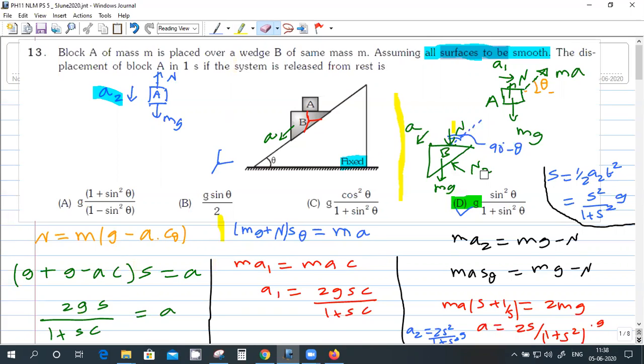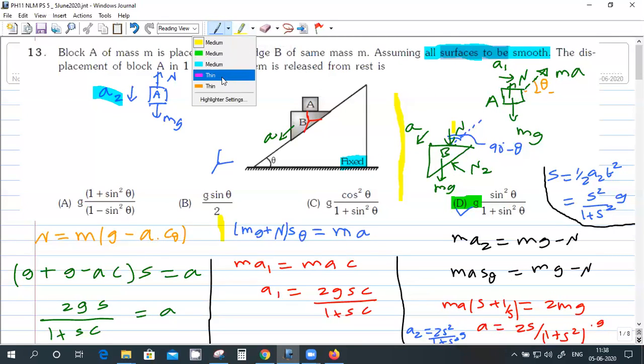Okay, mg, and N sin theta. N sin theta will act downwards here. That is one, which is equal to, and then mg sin theta is downwards. These two will give rise to m into a. Okay, this is one equation. And another equation I can write from this one.